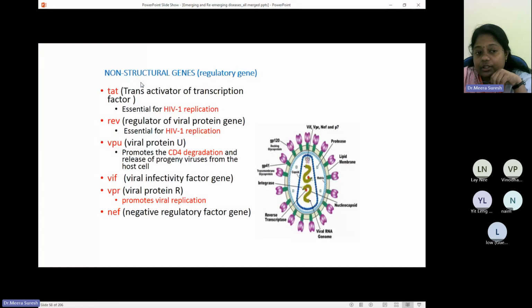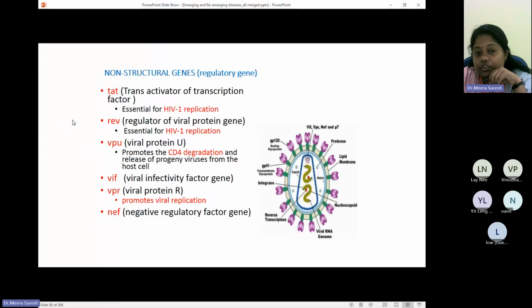Then we have the non-structural genes. I put the names, but I won't ask you to study this. Still, there are TAT and REV, which are important for HIV-1 replication; VPU, which promotes CD4 degradation; VIF, the viral infectivity factor gene; and VPR, which also promotes viral replication.